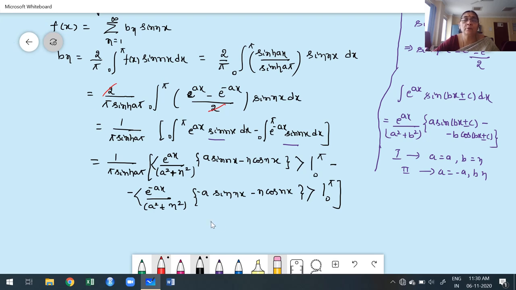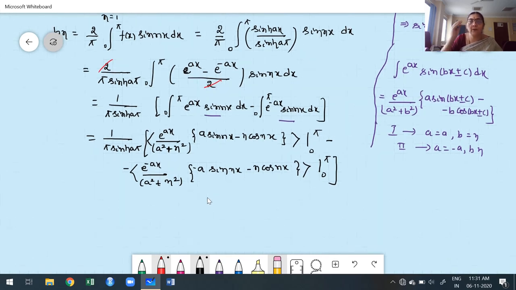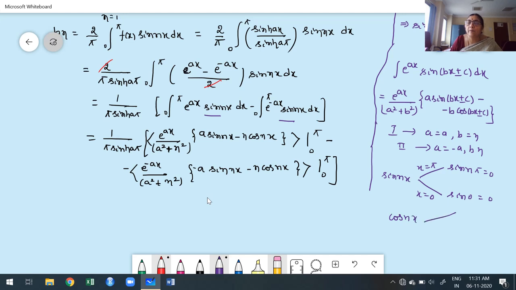It's all written on the board which formula we are using here. Before moving to the next step, as I told you a number of times, whenever there is a product with sine or cos, first verify the function values at the limits. For sine nx at x equal to pi, sine n pi is 0. Put x equal to 0, sine 0 is 0. Similarly, cos nx at x equal to pi: cos n pi is minus 1 to the power of n. At x equal to 0, cos 0 is 1.